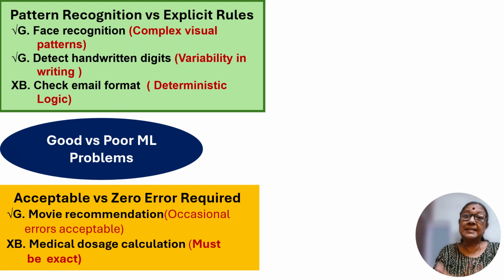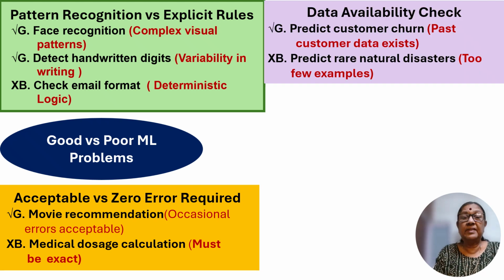Now look at acceptable versus zero error. Movie recommendation, where error is okay, is a good machine learning problem. But if you look at medicine dosage, here error is not to be tolerated. So it's a bad machine learning problem to take up. Then data availability. You cannot do machine learning without data. If you predict customer churn, past customer data is available, so it's a good machine learning problem. But if you want to predict rare natural disturbances or disasters, you don't actually have data to predict. So you may not get good prediction.